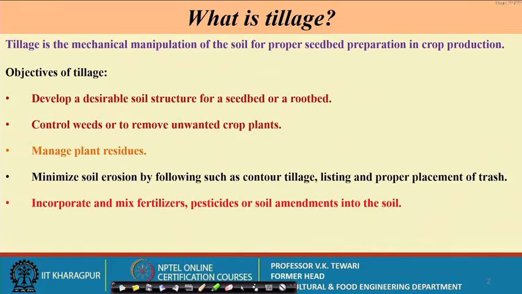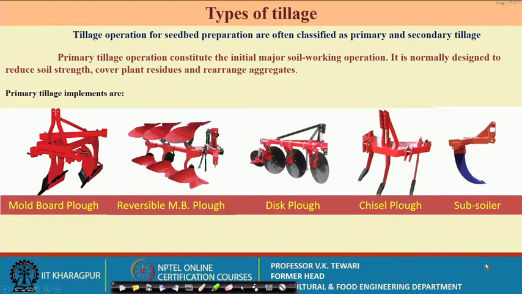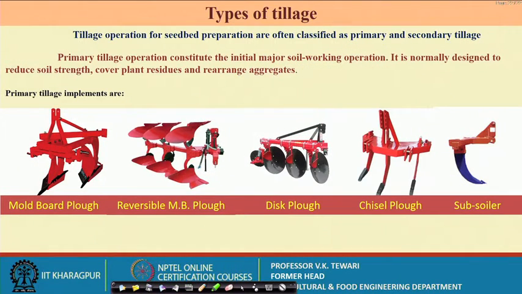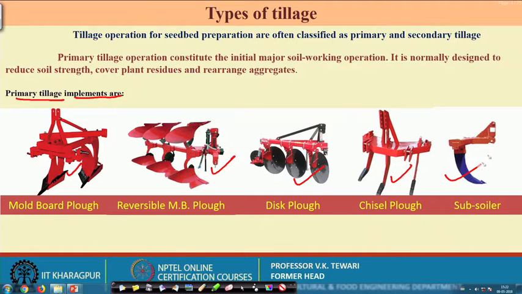Now, what are the equipment? See the types of tillage equipment. For tillage we need mainly two types of equipment. First is the primary tillage operation, where we require primary tillage implements. A moldboard plough, a reversible plough, a disc plough, a chisel plough or a subsoiler. Now, these are required in different conditions.